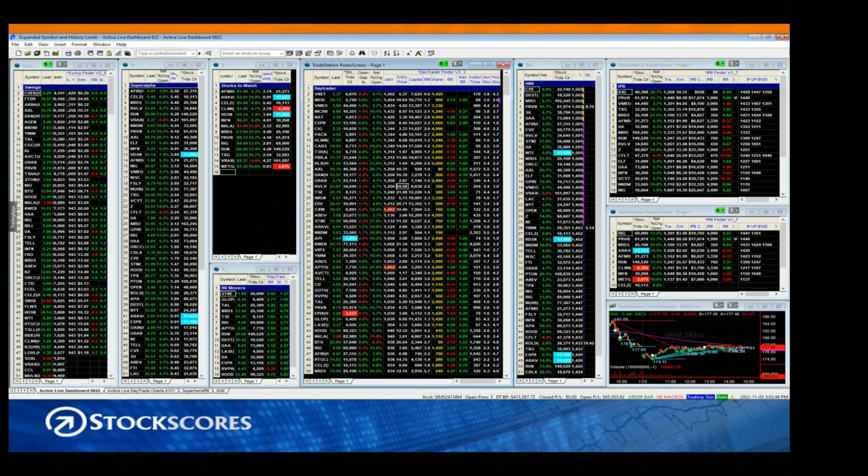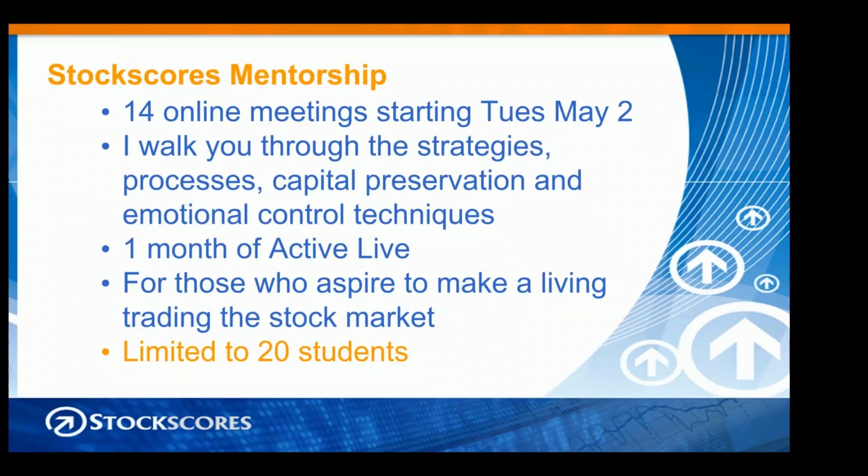This is what the Active Live screen looks like. We talked about this last night, so I won't spend a lot of time on it. But this is called a radar screen. It's giving me real-time signals. So my last signal here is at 3:02 in the afternoon. It was on this stock. It tells you your position size, how much capital it takes, all that stuff.